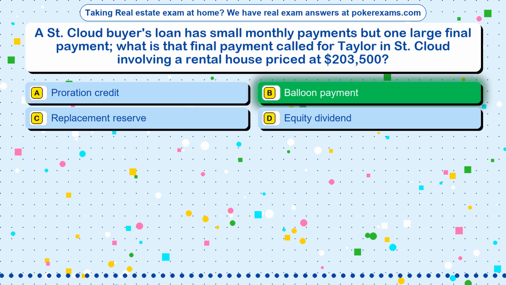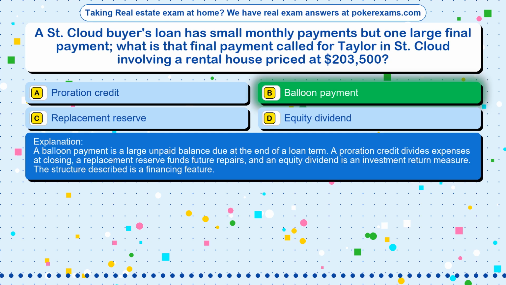The correct answer is option B, balloon payment. A balloon payment is a large unpaid balance due at the end of a loan term. A proration credit divides expenses at closing. A replacement reserve funds future repairs, and an equity dividend is an investment return measure. The structure described is a financing feature.